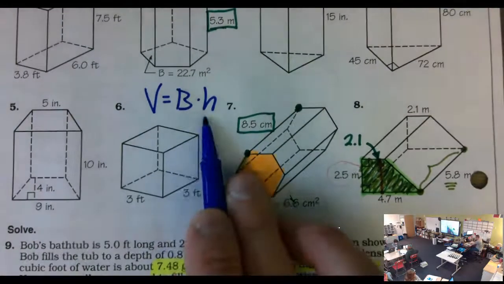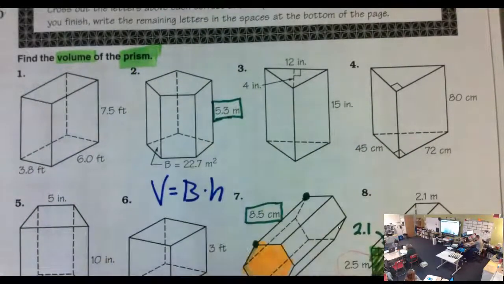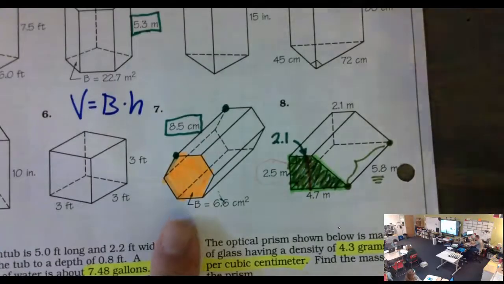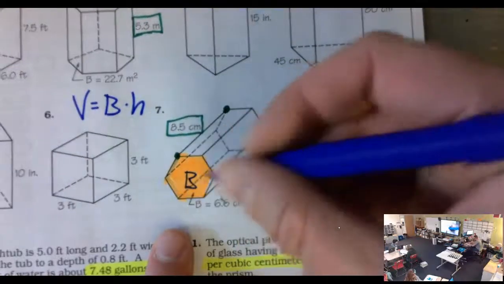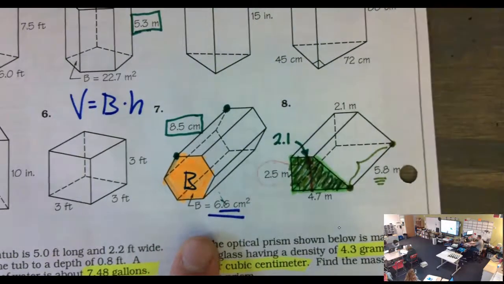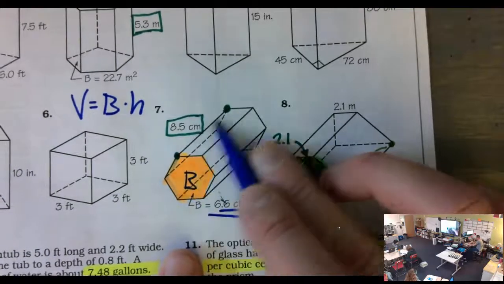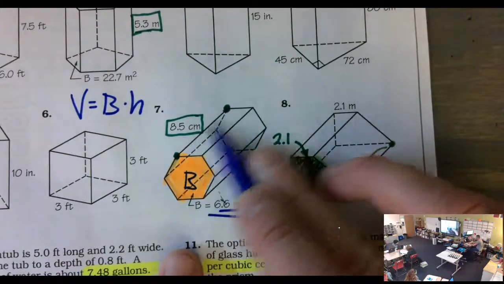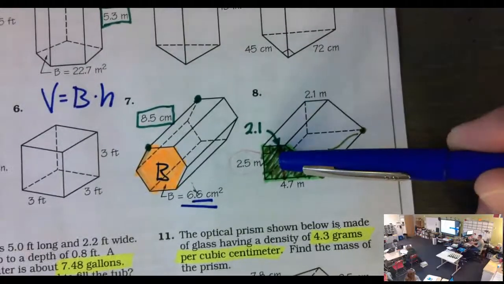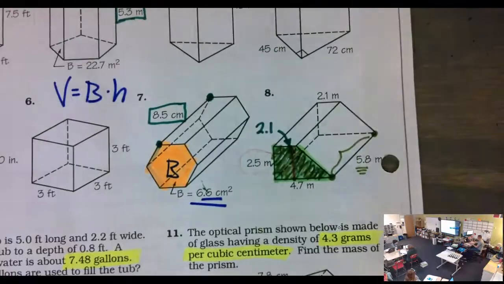Volume is always big B times H when we're talking about prisms, right? Any prism, which this whole worksheet is prisms. So in number 7, they gave us big B, right? This hexagon, they tell us the big B. All we have to do is multiply it by the height of the prism, which is the distance between the bases.